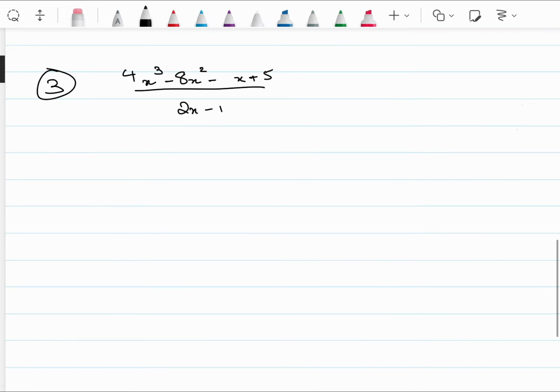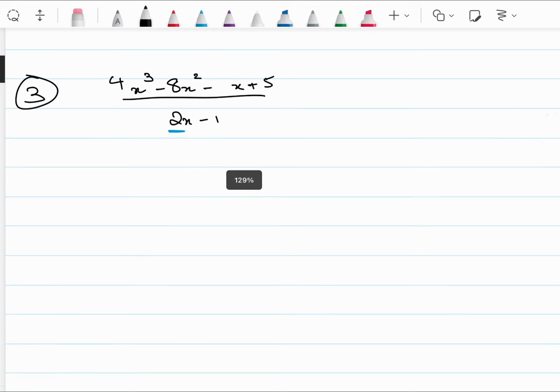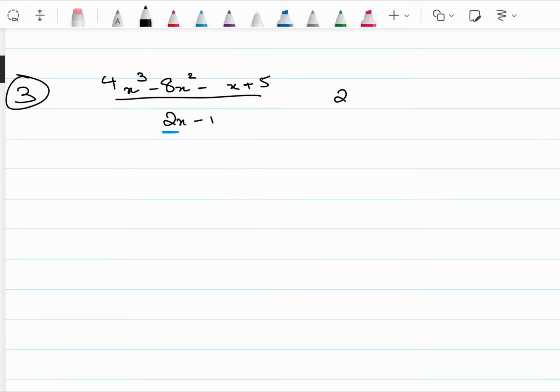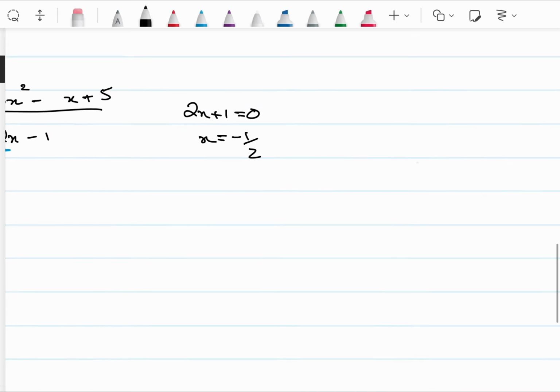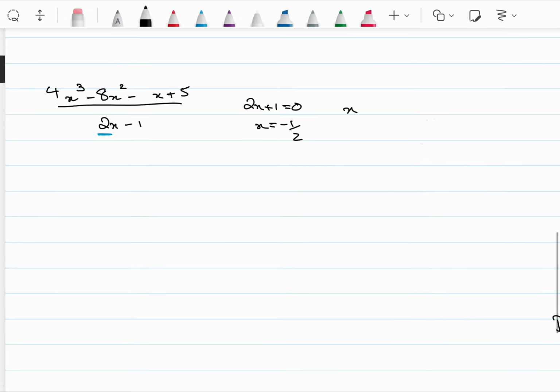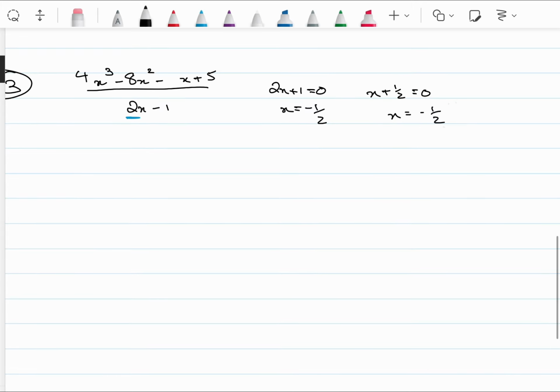Okay. So here, the coefficient of x in the divisor is 2. So first let's solve this as we normally would. So 2x plus 1 equals 0, x equals minus half. This is the same 0 of x plus half equals 0. And I'm going to be showing you the difference between dividing it like that and dividing it like this. So first let's divide this. We take minus half out. 4, minus 8, minus 1, 5.